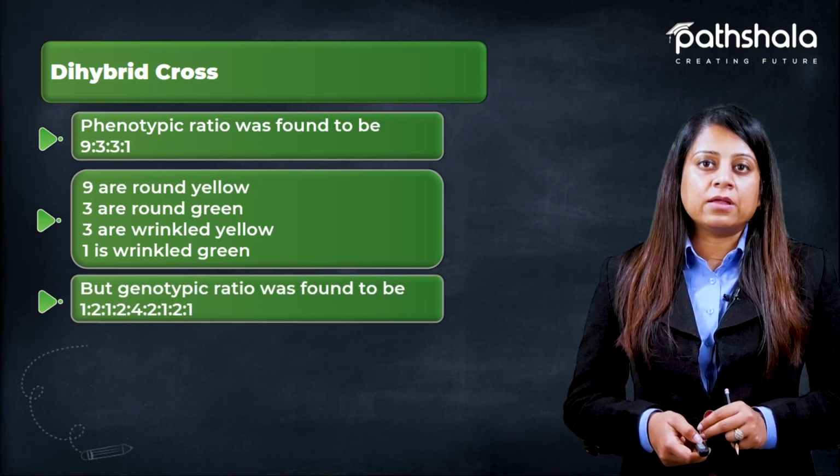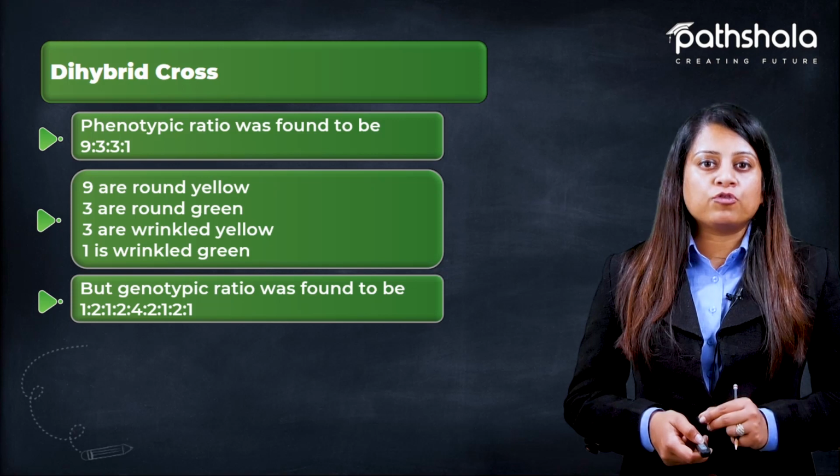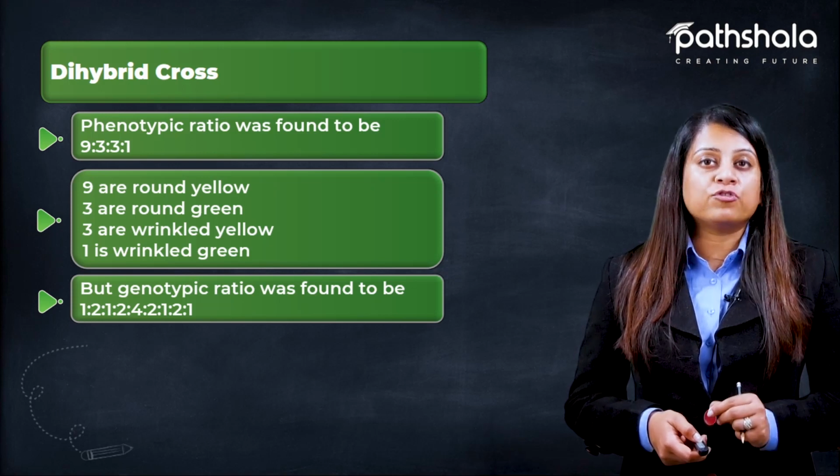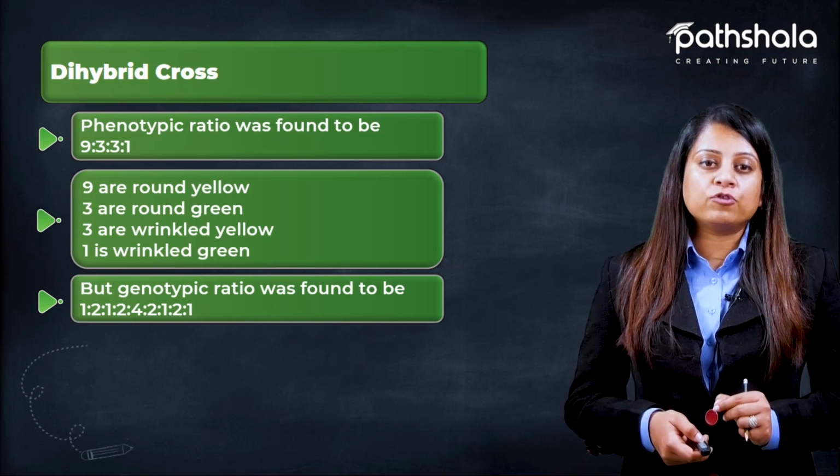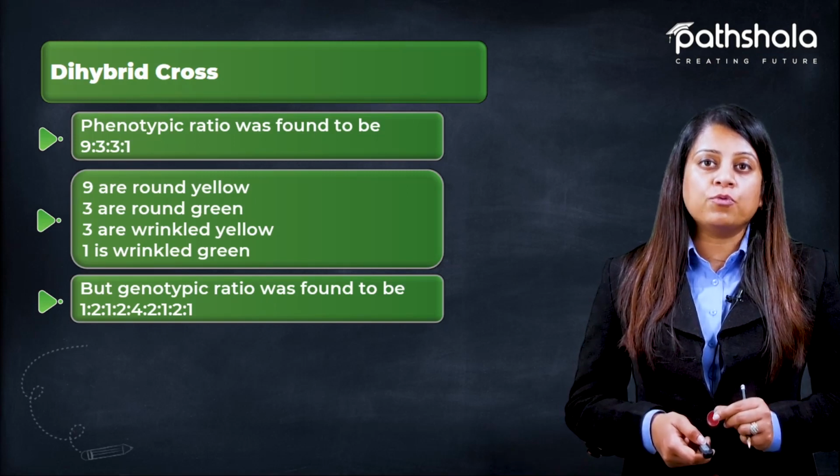is wrinkled green. But genotypic ratio was found to be 1:2:1:2:4:2:1:2:1.